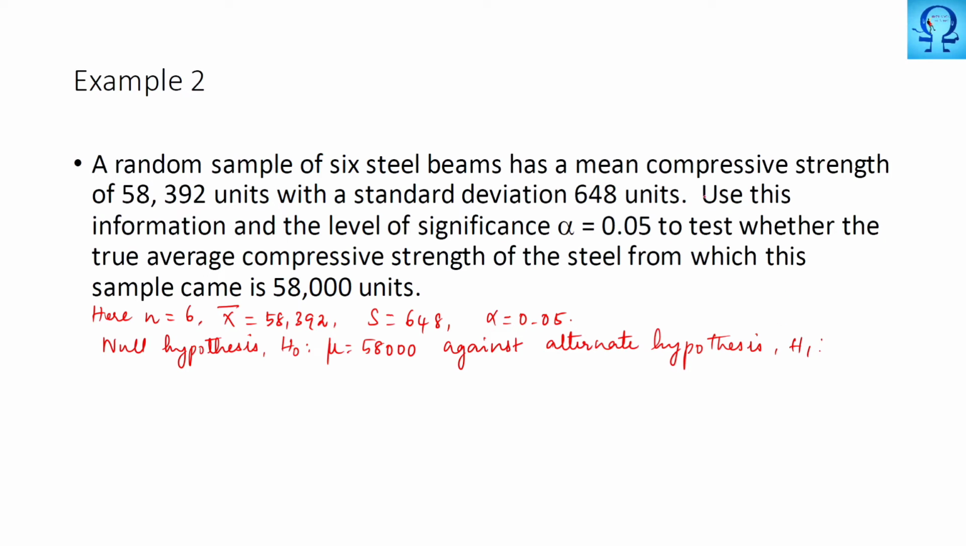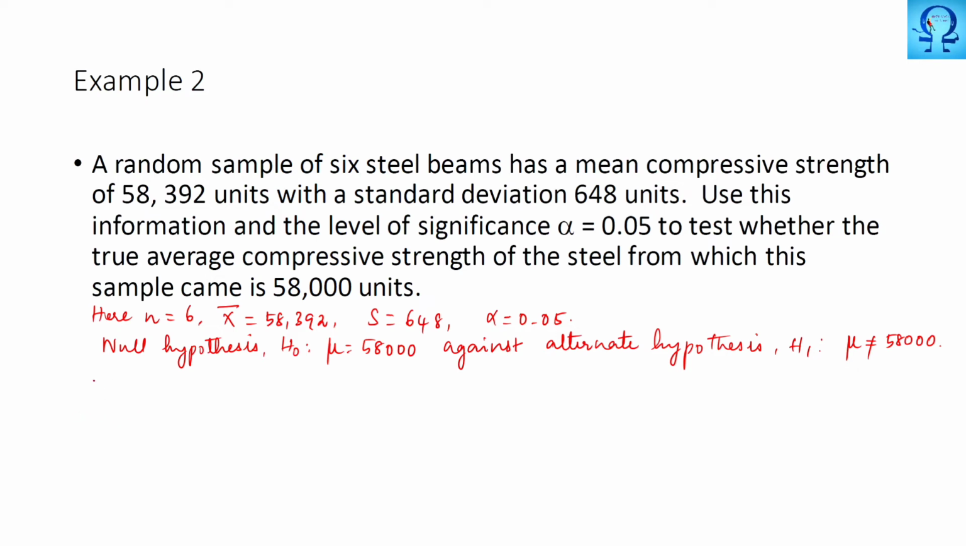If you go through the problem, we need to test whether this is 58,000 units or not. So in that case, our alternate hypothesis is mu is not equal to 58,000. Suppose you are specific that it is bigger than 58,000 or smaller than 58,000, in that case you will have to go for a one-tailed test. This is not equal to this quantity, so we will go for a two-tailed test.